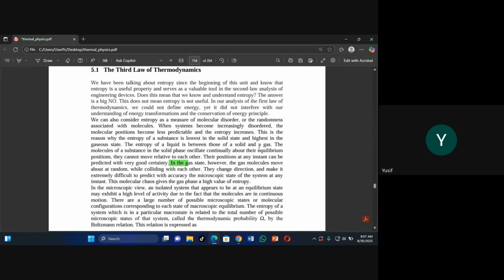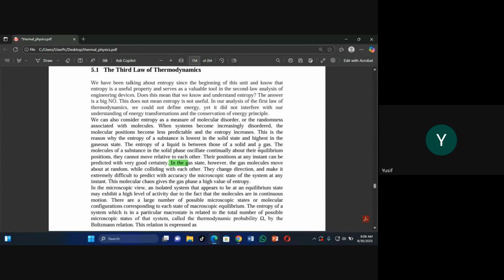In the gas state, however, the gas molecules move about at random while colliding with each other. They change direction, making it extremely difficult to predict with accuracy the microscopic state of the system at any instant. So as we said, it's very difficult to find the molecules at a specific point. This molecular chaos gives the gas phase a high value of entropy, and because of that, it has a very high entropy.